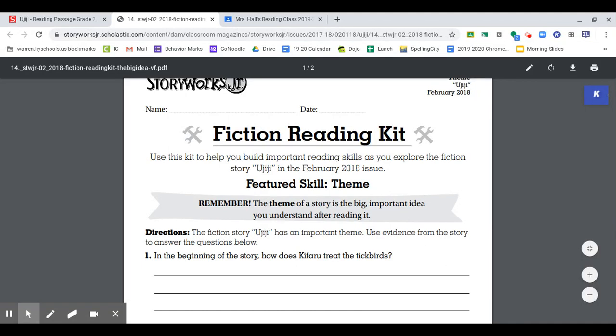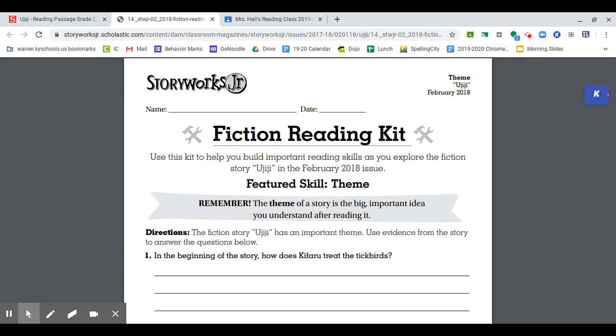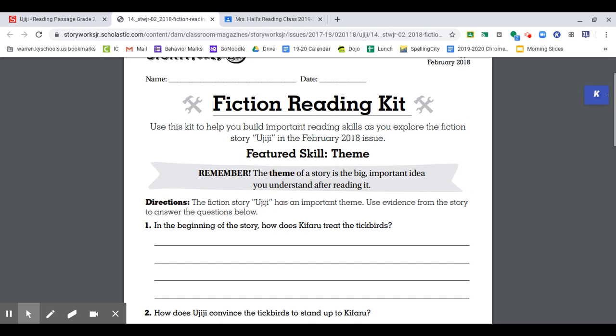Hello, everyone. We are going to be looking at the next page in our packet from the story Ujiji. This page is about theme. Remember, theme is the lesson to be learned, and it is the big important idea you understand after reading it. All this year, we've talked about the lesson to be learned. What's something that the characters learn, and what's something that we can take away from the story, too.